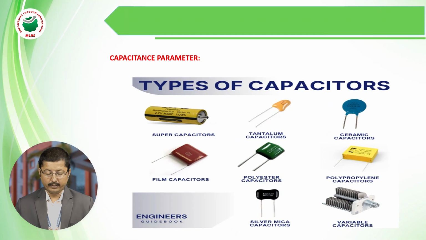Okay. Now we can see the different types of capacitors here. Each capacitor shows its voltage rating and farads, and also ampere hours and watt hours are mentioned. This is the super capacitor. These are the tantalum capacitors, ceramic capacitors, film capacitors, polyester capacitors, polypropylene capacitors, silver mica capacitors, and variable capacitors. So these are the different types of capacitors.